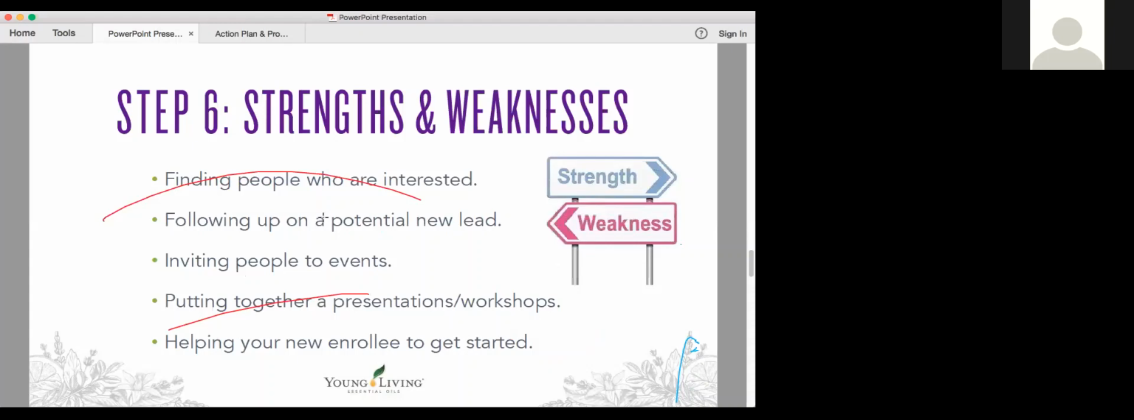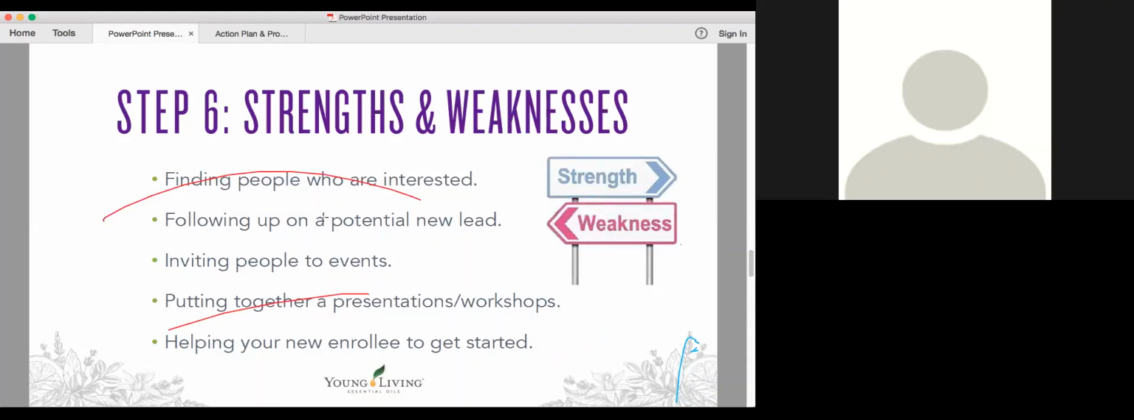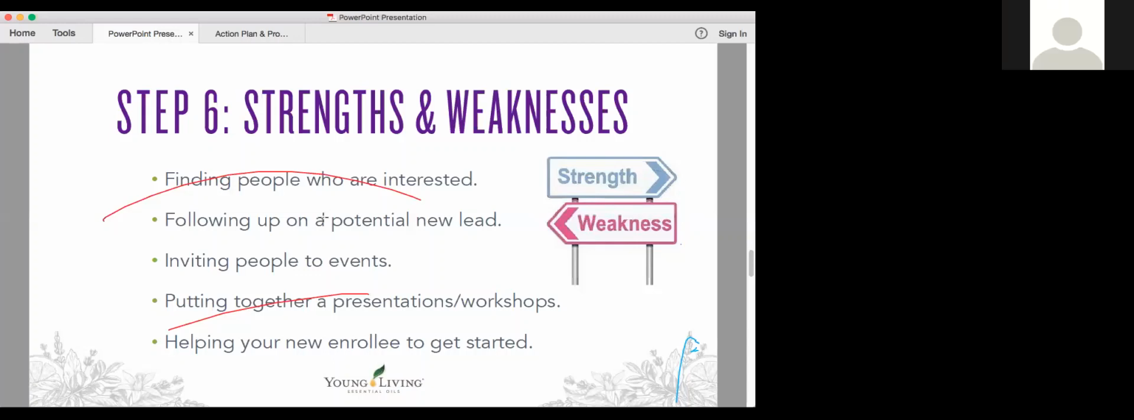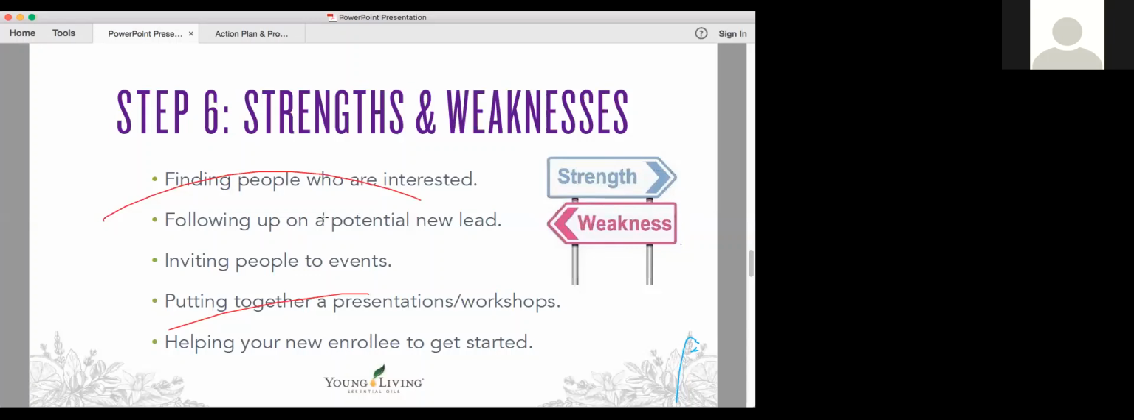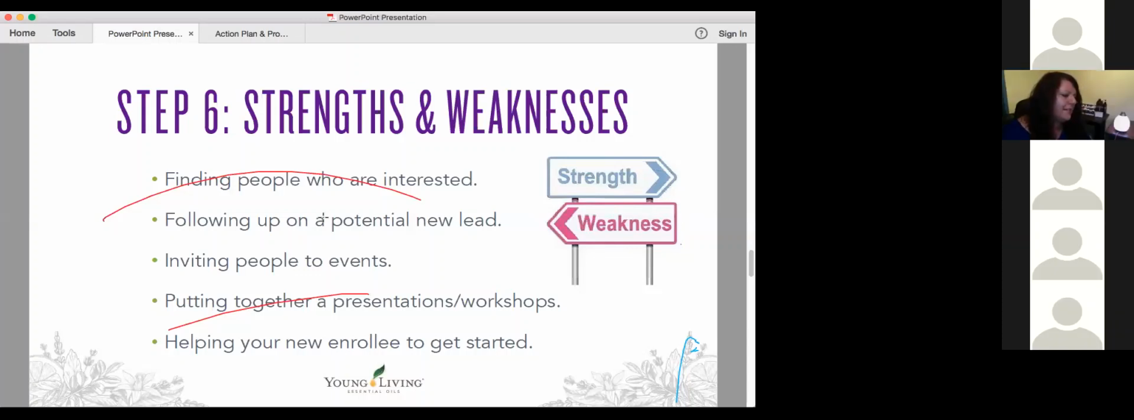So the first one is inviting. The second one is presenting. The third one is follow-up. The fourth one, helping people to enroll. The fifth one, getting them started with the product or the business. And the next one is promoting events. Now, I'll just say them again: finding people, inviting, presenting, follow-up, helping people enroll, getting a person started on the product or the business, and promoting events.